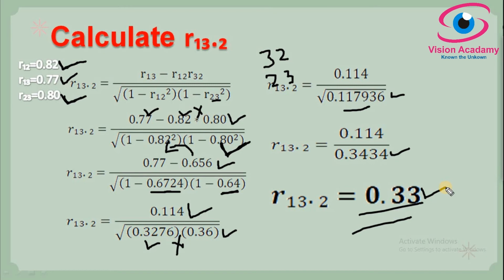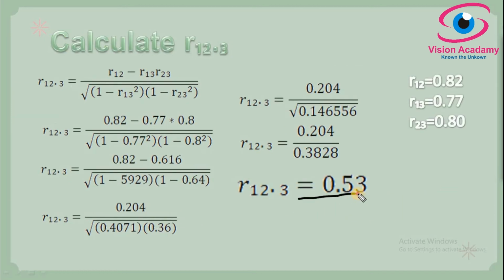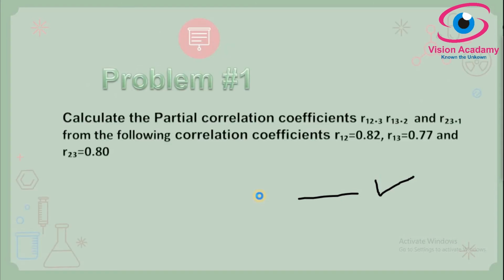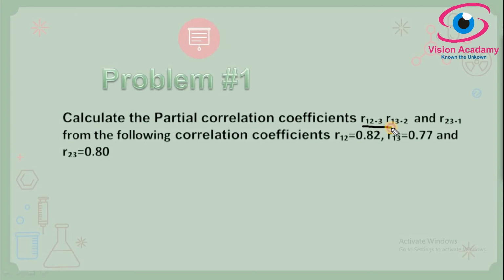So in this way we have calculated all the values of partial correlation given in the problem, that is R13.2 is 0.33, and R23.1 value is 0.46, and R12.3 value is 0.53, which are basically asked in the problem. So these are the necessary options we had to calculate, that R12.3, R13.2 and R23.1. We have finished this task. Now we shall move on to the next problem.